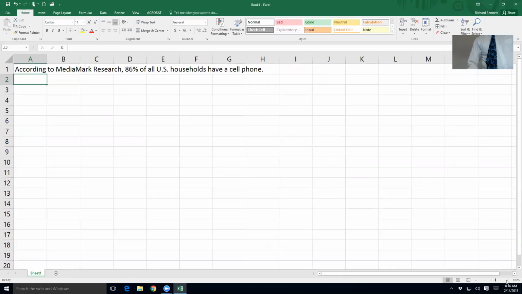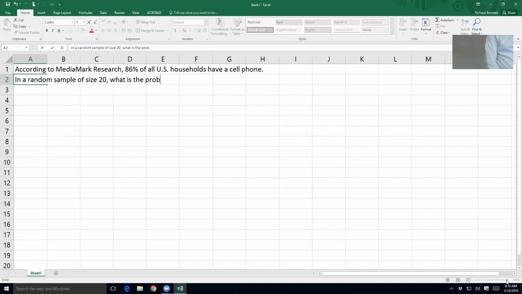All right. So let's ask the question: in a random sample of size 20, what is the probability that exactly 15 own a cell phone?